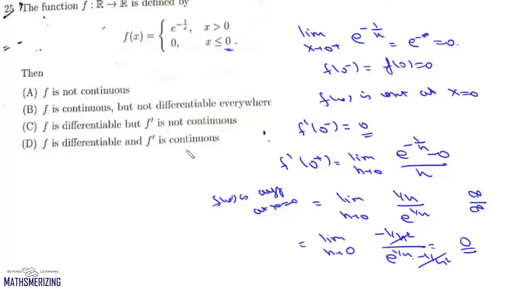Now what about continuity of f dash x? So we'll find f dash x will be e to the power minus 1 upon x and then plus 1 upon x square, which is not defined at 0.